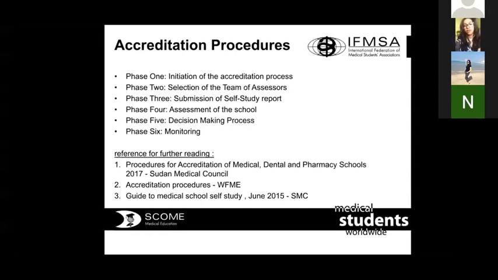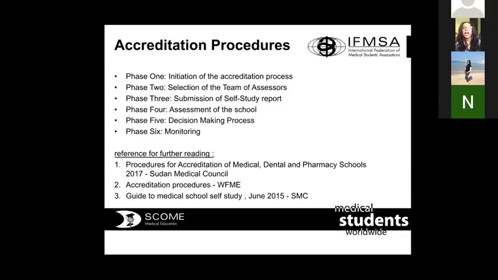The fifth phase is the decision-making process. After your medical school submitted their self-study report, and after the assessment of the status of your medical school according to the self-study, the accreditation agency has to make a decision about your medical school: either it is meeting the standards of accreditation, in which case your medical school will be considered accredited, or you have to work on certain points or maybe certain domains in your medical school, and then you can be accredited.